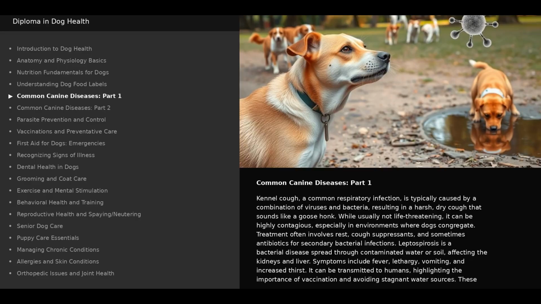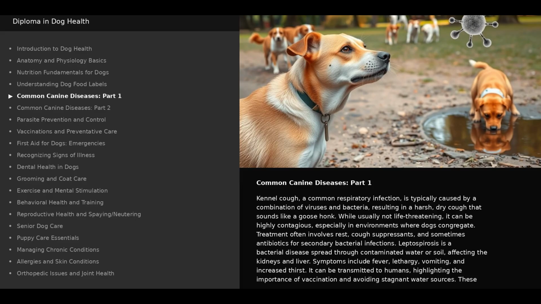Kennel cough, a common respiratory infection, is typically caused by a combination of viruses and bacteria, resulting in a harsh, dry cough that sounds like a goose honk. While usually not life-threatening, it can be highly contagious, especially in environments where dogs congregate. Treatment often involves rest, cough suppressants, and sometimes antibiotics for secondary bacterial infections.